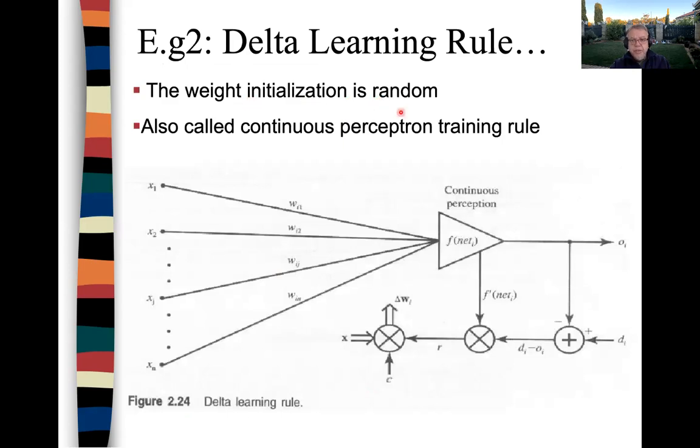For the weight initialization, just like we've seen in the example before, you always initialize randomly, so we assume a random initialization. This is also called the continuous perceptron training rule. When the activation function is the sign, it's just called the perceptron training rule. When our activation function is continuous, this learning rule becomes the continuous perceptron training rule, and the same principle applies.